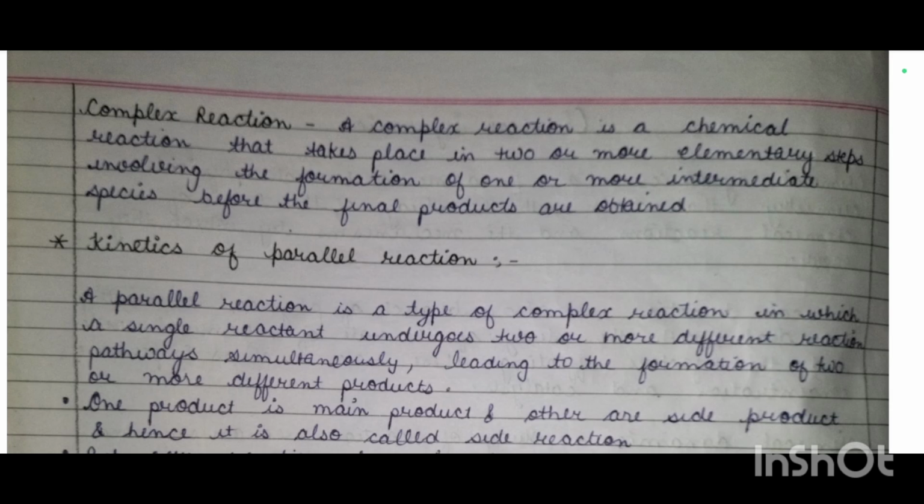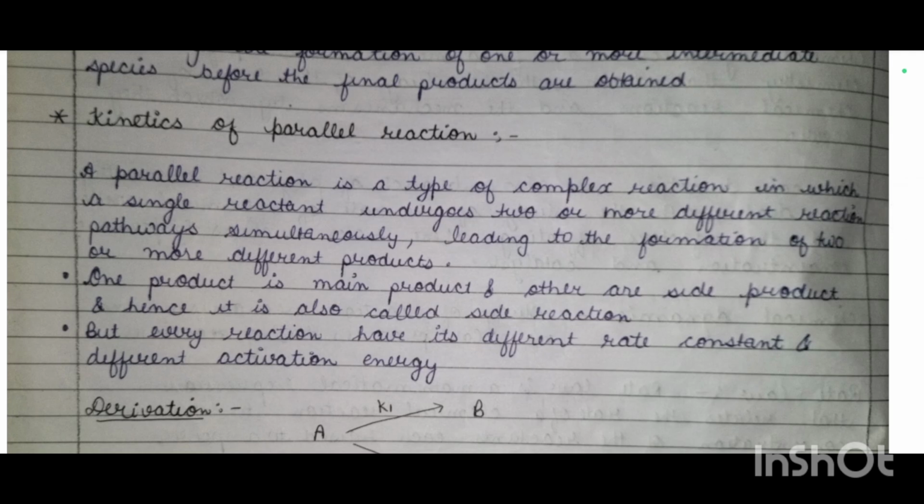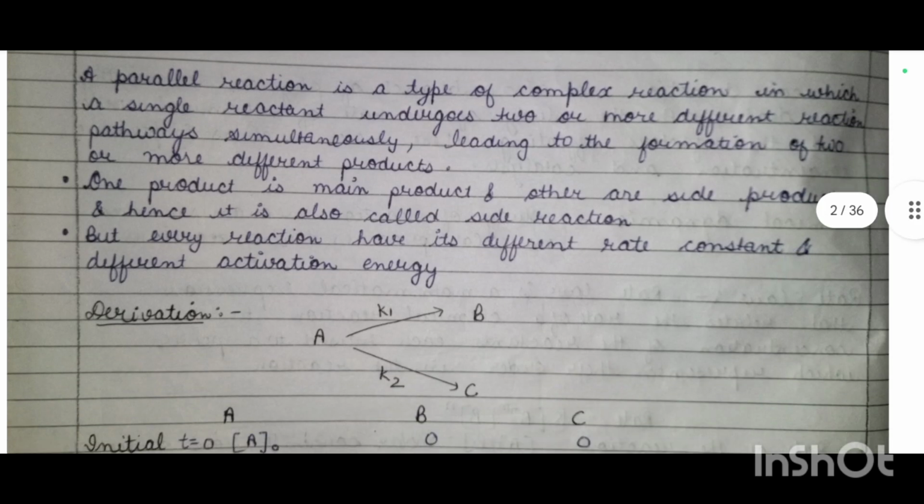Kinetics of a parallel reaction. A parallel reaction is a type of complex reaction in which a single reactant undergoes two or more different reaction pathways simultaneously, leading to the formation of two or more different products. One product is the main product and the others are side products. Hence it is also called a side reaction. But every reaction has its different rate constant and different activation energy.